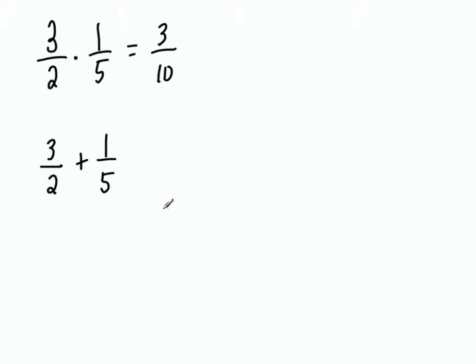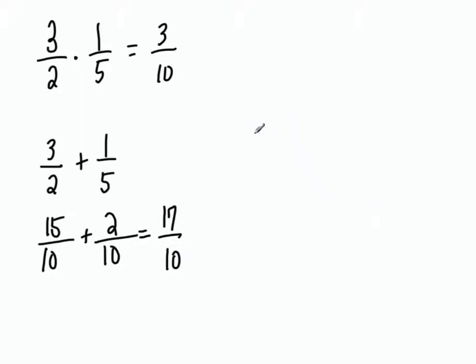You have to change the bottom to an LCD. And what is the LCD of 2 and 5? 10. So here's what happens. The 10 goes here, and the 10 goes here. So 2 times what gave me 10? 5. So I put 5 times 3 to give me 15. And 5 times what gave me 10? 2. So 2 times 1 is 2. And if I add those together, I get 17 over 10.